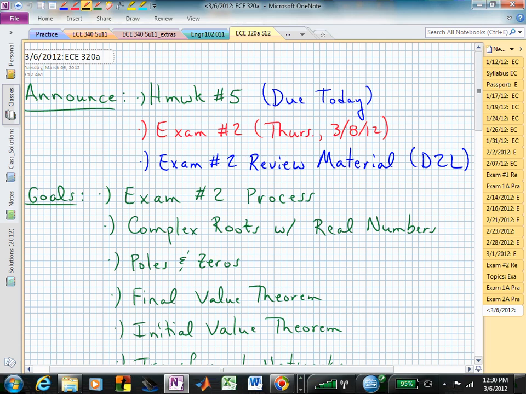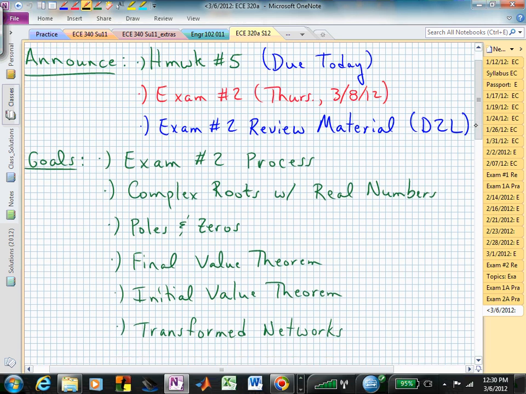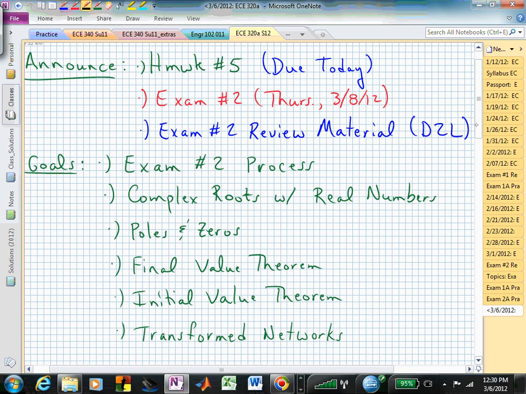This is one class period prior to exam number 2. Homework number 5 is due today, judging from the tall stack of papers that have been turned in. But those can be turned in by 4 o'clock into my ECE mailbox. Question?